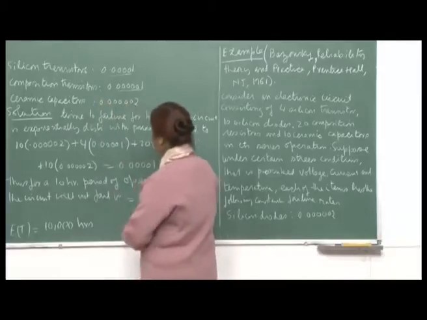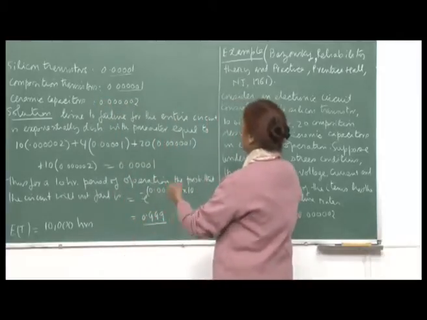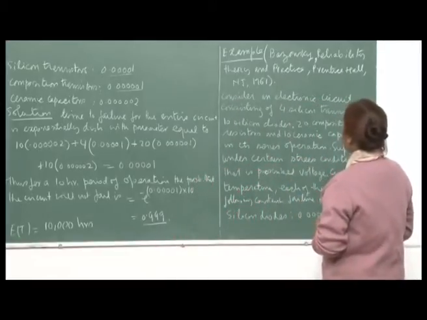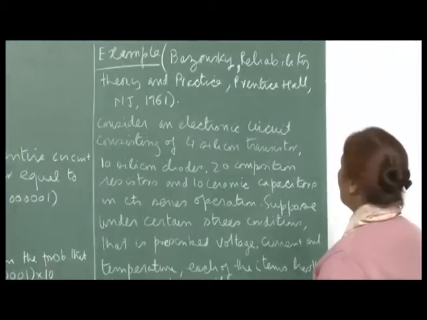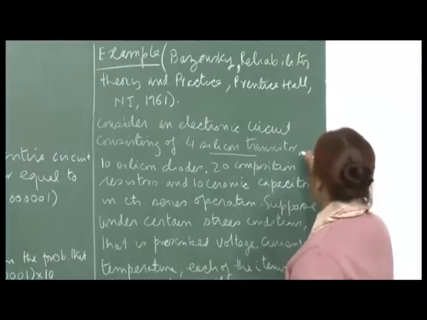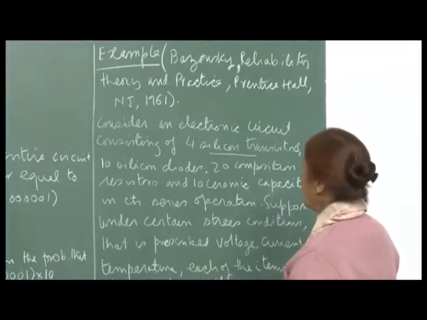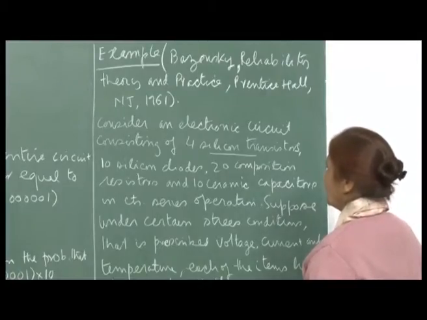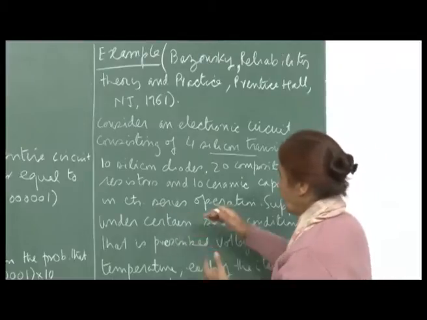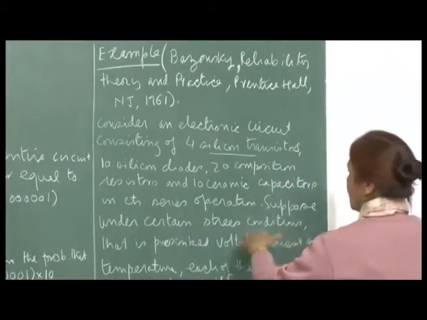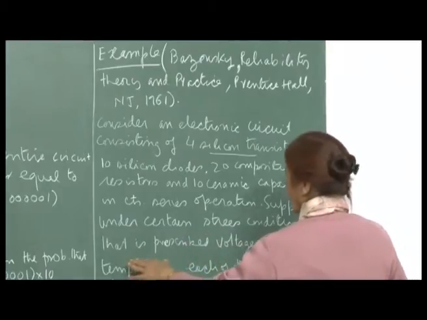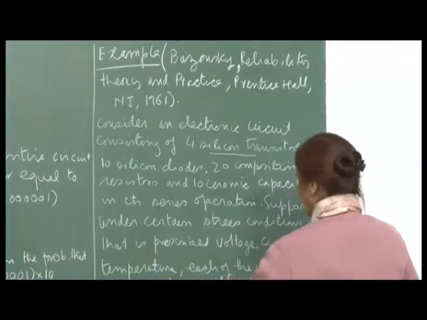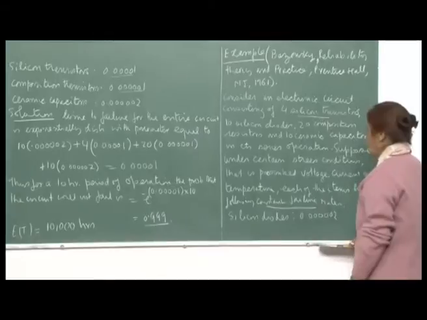So, just for that reason, and I wanted to show you the numbers. Let me read out the problem first. Consider an electronic circuit consisting of 4 silicon transistors, 10 silicon diodes, 20 composition resistors, and 10 ceramic capacitors in continuous series operation. So, they are all hooked up in series, and suppose under certain stress conditions, that is prescribed voltage, current, and temperature, each of the items has a constant failure rate. That means the failure law is exponential.